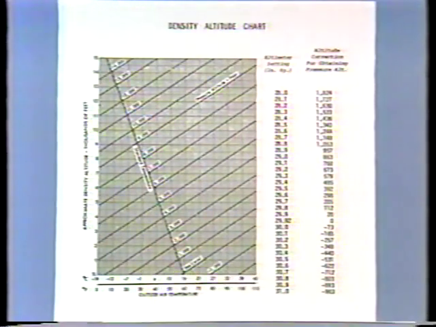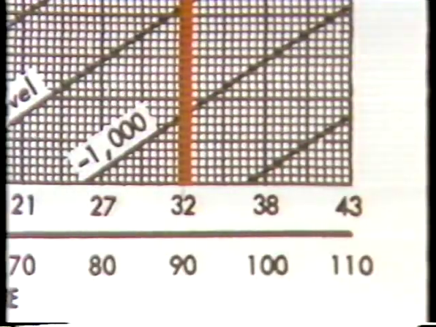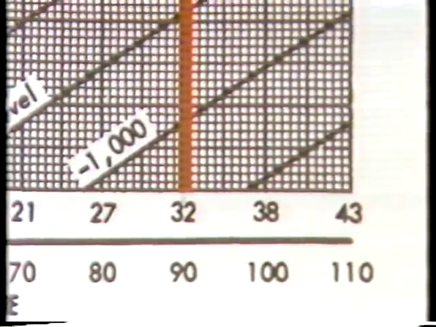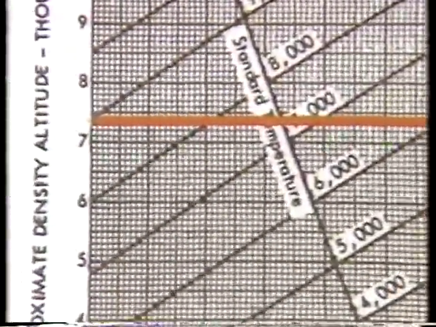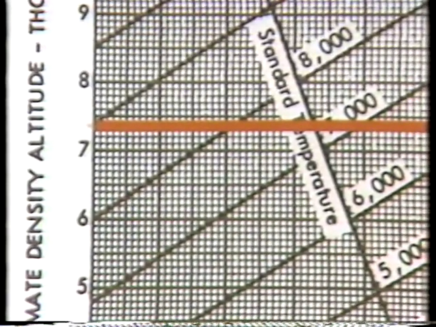Enter the chart at the temperature value of 90 degrees Fahrenheit and proceed vertically up to the slanted pressure altitude reference line of 4,468 feet. Move horizontally left from the reference line and read the density altitude of 7,400 feet.